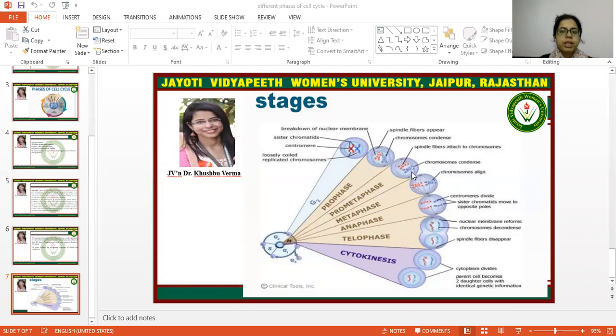Next the cell goes into the metaphase stage, where chromosomes start to align on the metaphase plate and are attached to their spindle fibers. Now the cell undergoes the anaphase stage, where sister chromatids start to separate from each other. These are the centromeres. They have been divided, and after the division of the centromere, these two sister chromatids are separated from each other. Now these sister chromatids move towards opposite poles.